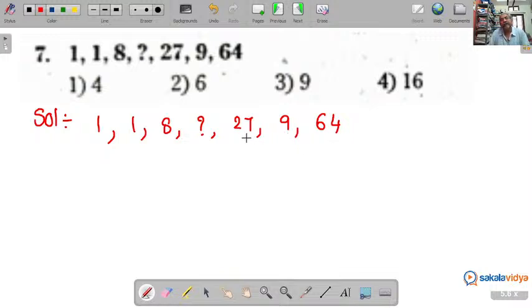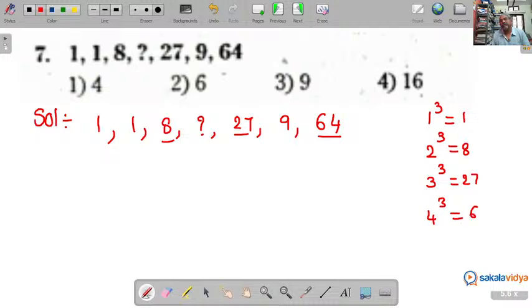9 is a square. 27, here you remember one thing. This 27 and also 64, 8: you can see 1 cube is equal to 1, 2 cube is equal to 8, 3 cube is equal to 27 and 4 cube is equal to 64. Right. So let us try to write down. This we can write as 4 cube. This we can write as 3 cube. This we can write as 2 cube. This we can write as 1 cube.